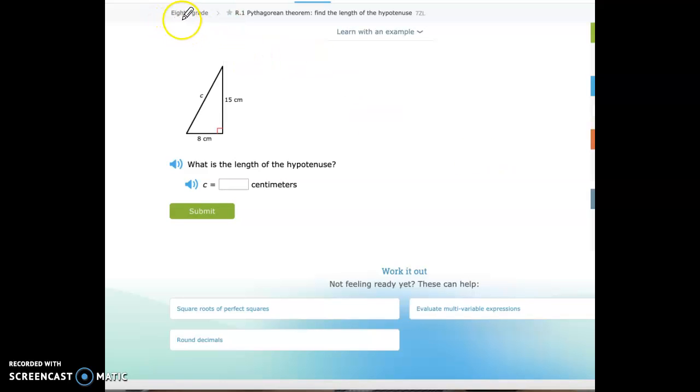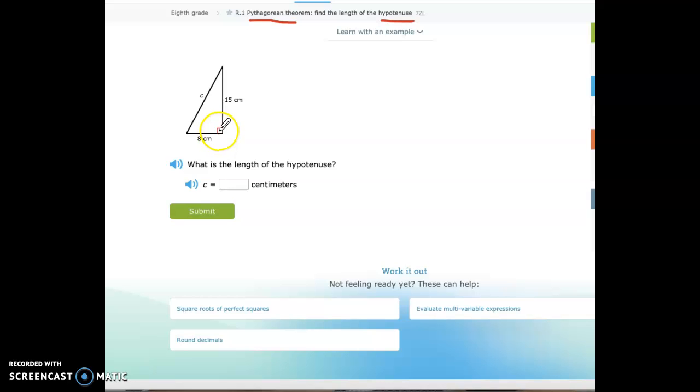In today's Math 8 lesson, we will be looking at triangles, specifically right triangles, and we will be using the Pythagorean theorem, and we're going to find the length of the hypotenuse. So we need to know the keywords here. What does the hypotenuse mean? What is the Pythagorean theorem? And we have to apply it to this triangle.